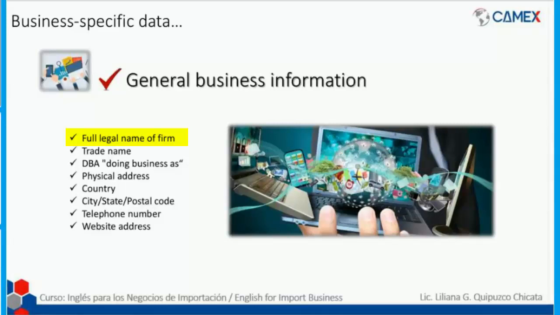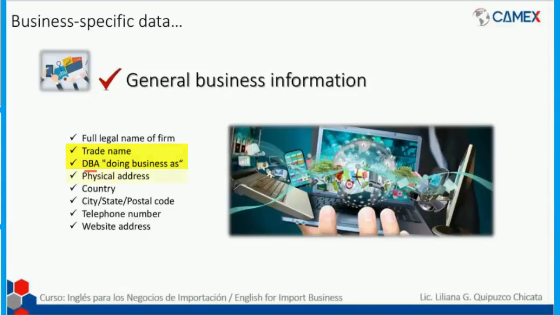Also, you can ask the trade name or the doing business as name, the DBA. This is really important. It means that maybe I am Corporación de Plásticos SAC, but my trade name or my DBA name is going to be Coplaza. So Coplaza is my trade name, my DBA name, but my full legal name is the other one said previously. So it is important.